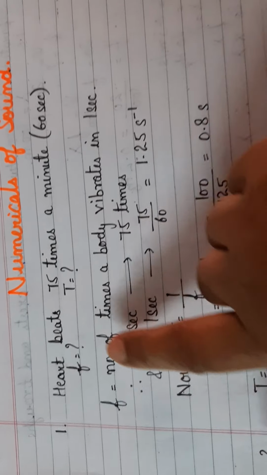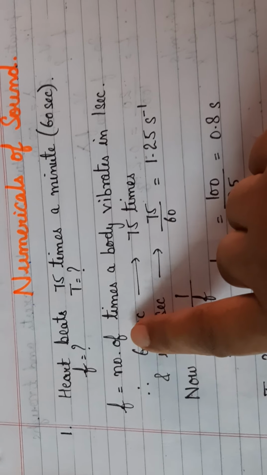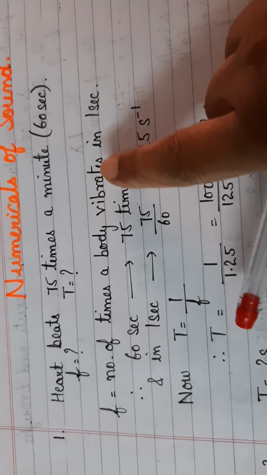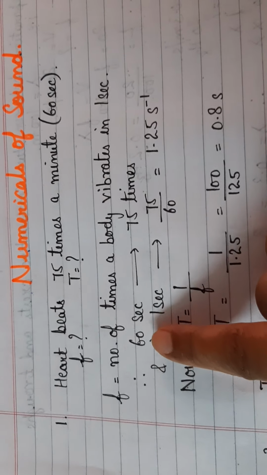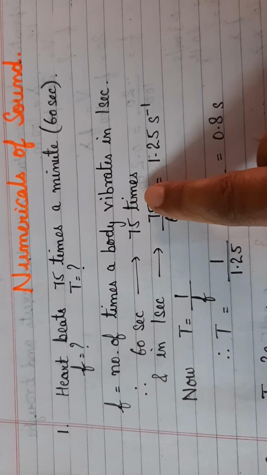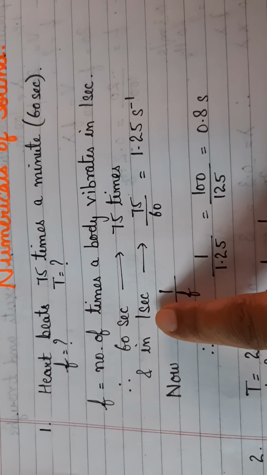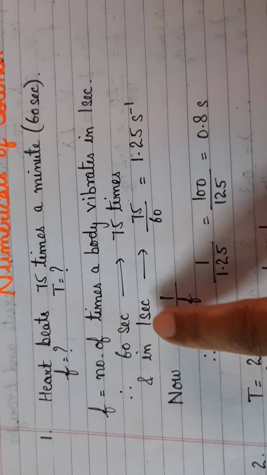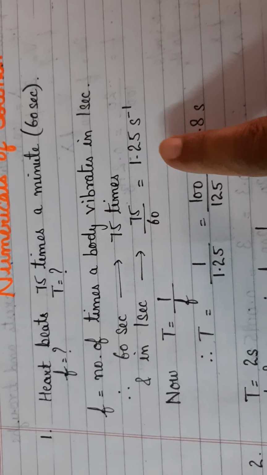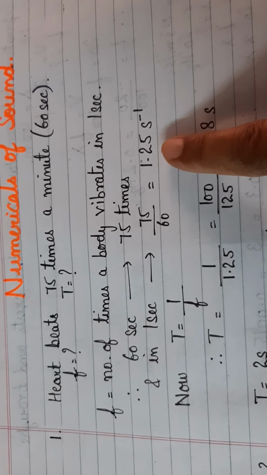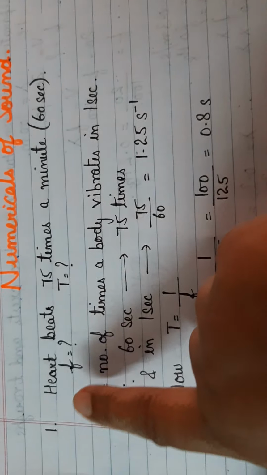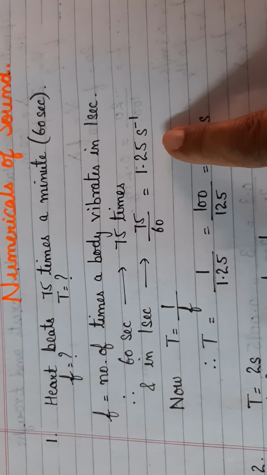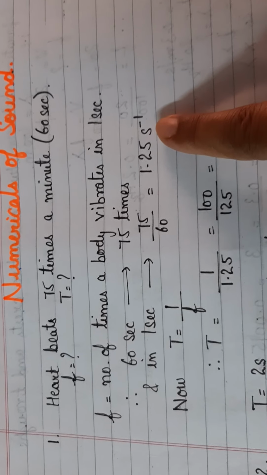Now, what is the definition of frequency, children? The number of times a body vibrates in 1 second. So now it has been given that in 60 seconds it's vibrating 75 times. So therefore in 1 second it will be vibrating how many times? 75 upon 60. That is equal to 1.25 per second. What is this? Frequency. So I have found the frequency to be 1.25 per second. That is the unit for frequency.